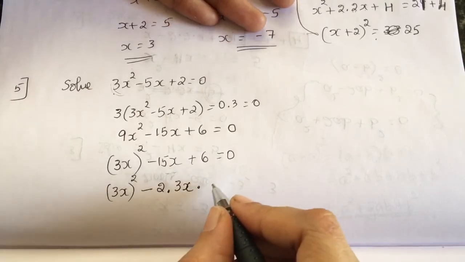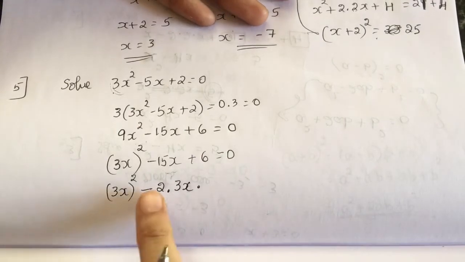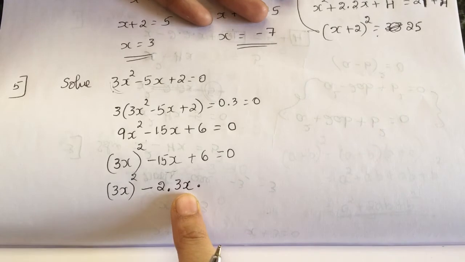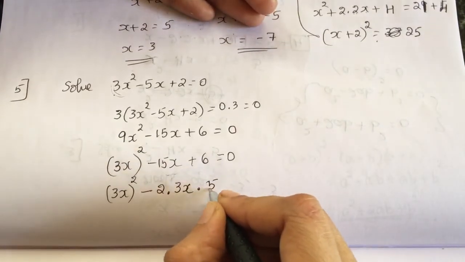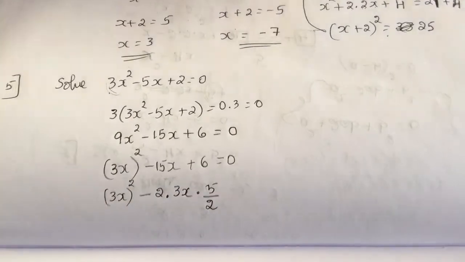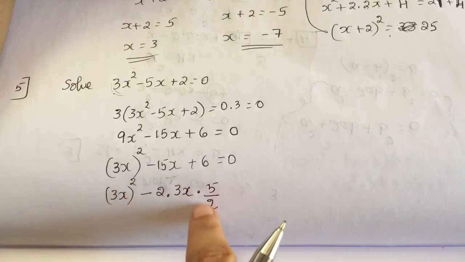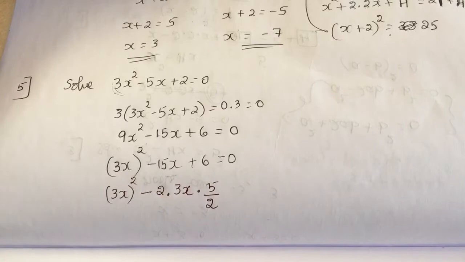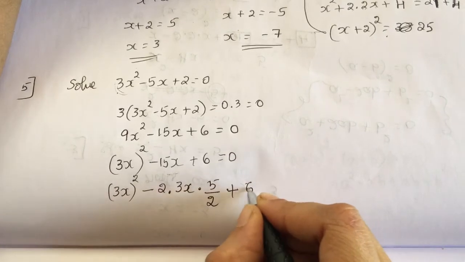b, I need to calculate the b so that this will be equal to 15x. 2 into 3 is 6. 6x I am getting. So if I multiply it by 5 by 2, what will I get? 2a and this as my b. 2 will get cancelled and it is 15x plus 6 equal to 0.